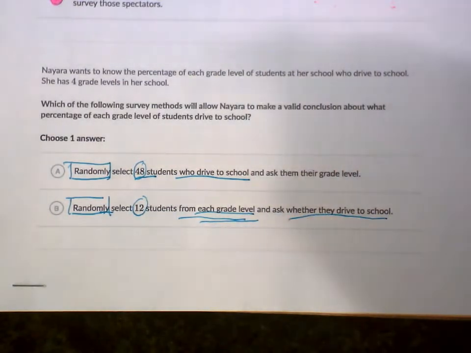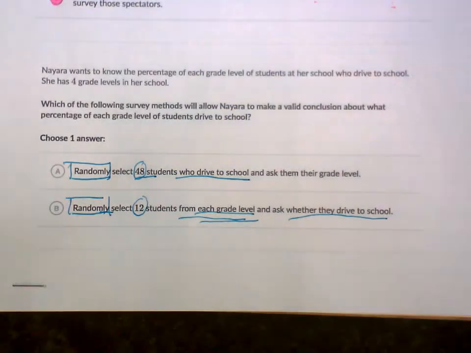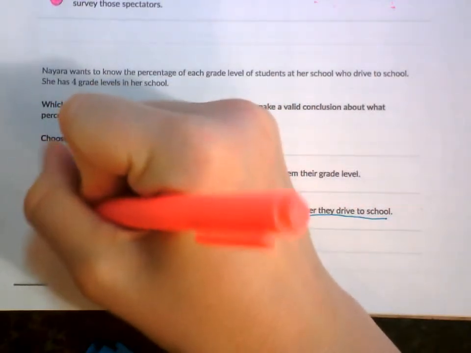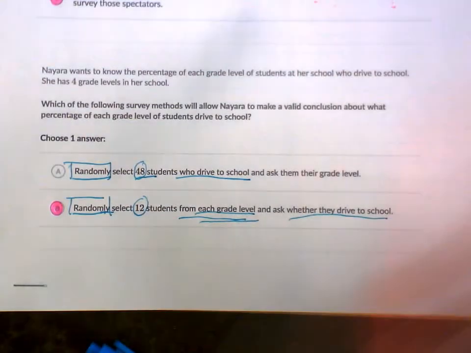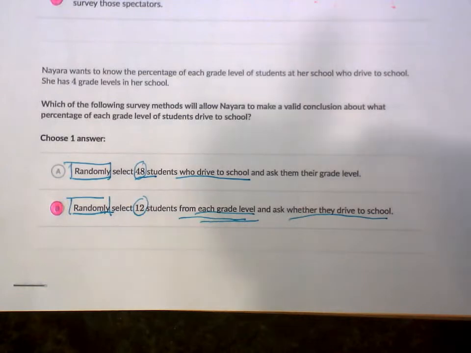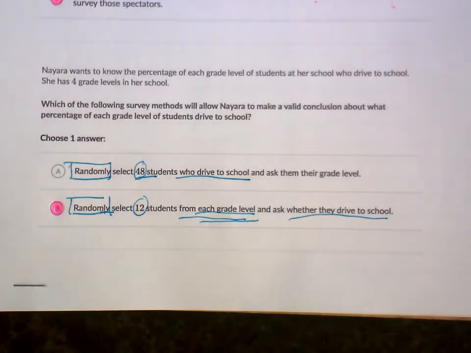So which one seems the most accurate? Remember, the girl's trying to find out what percentage of each grade level drive to school. So hopefully you picked B. Yes, A has a bigger sample. But think about it. If you're in high school, so you're at Lake Mary High School or Seminole, wherever you're going to go, most likely 9th and 10th graders aren't driving unless you've been held back. Because 9th and 10th graders usually ride the bus or aren't old enough.